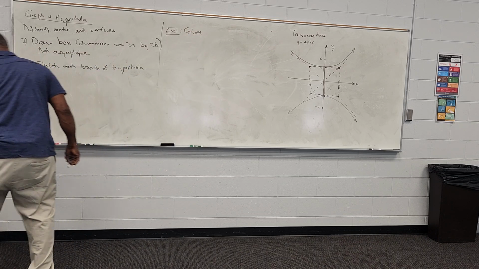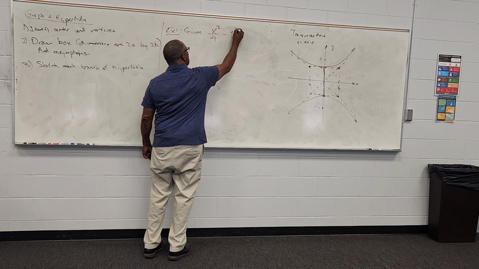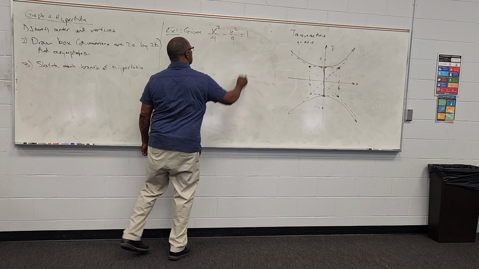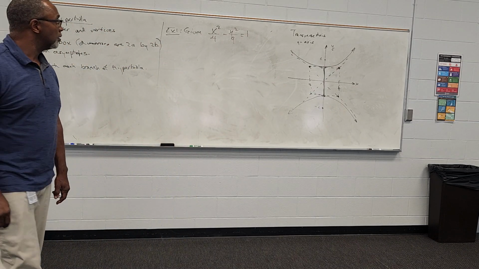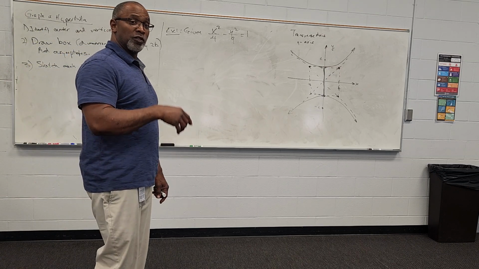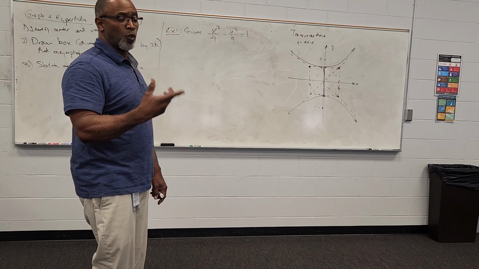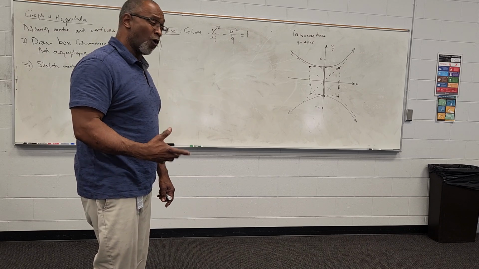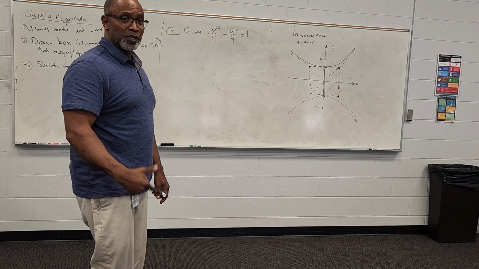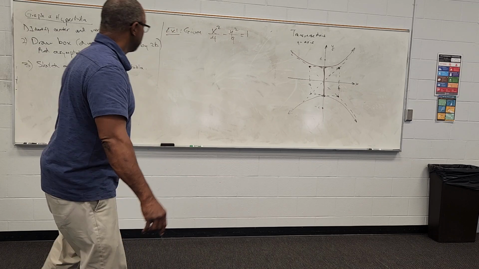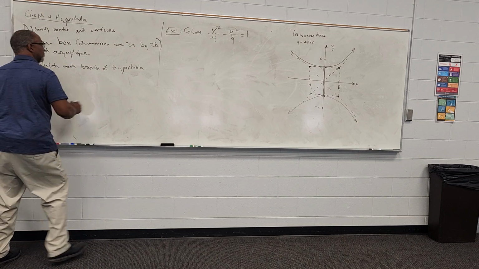They say x squared over 4 minus y squared over 9 equals 1. And all hyperbolas are always equal to 1 when they're in standard form. When it's in standard form, you're going to have x squared over a squared minus y squared over b squared equals 1, or y squared over a squared minus x squared over b squared equals 1. But any hyperbola in standard form is equal to 1. Okay? So they say, A, graph the hyperbola.